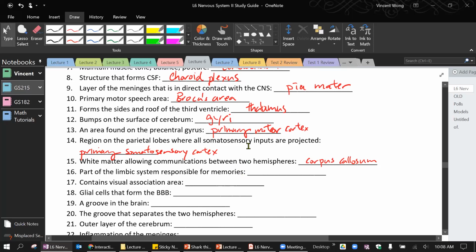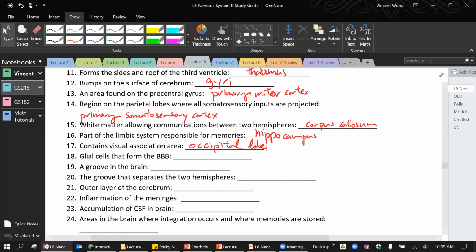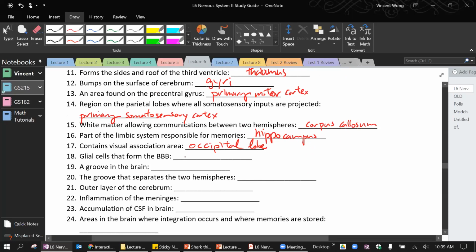Part of the limbic system responsible for memory, that is the hippocampus. Hippocampus actually means seahorse shape. Next, contains visual association area, that is in the occipital lobe. Glial cells that forms the BBB, astrocyte.